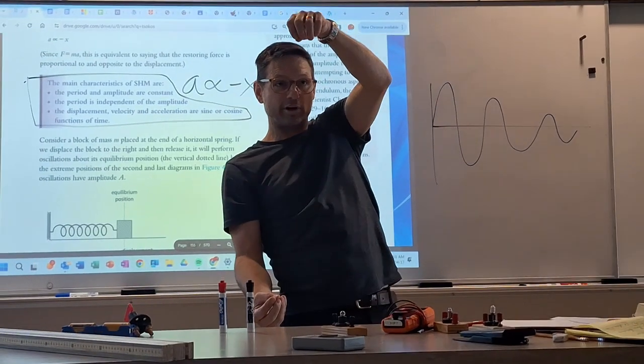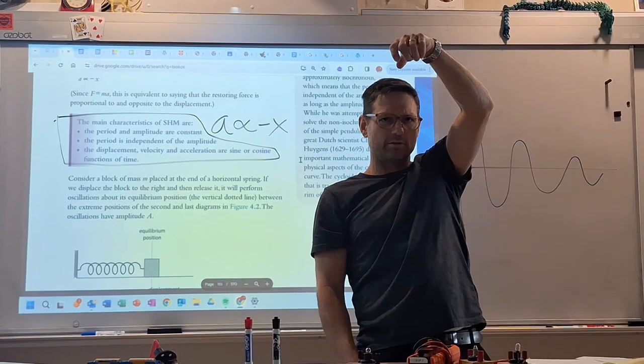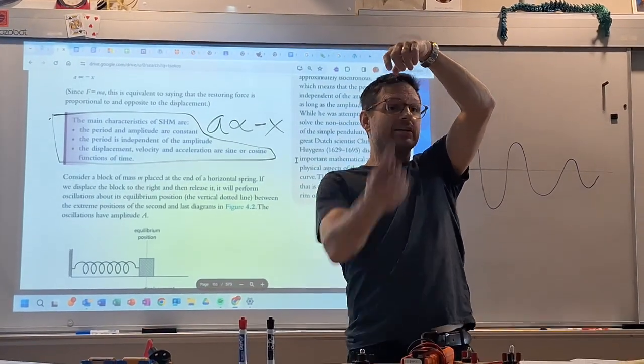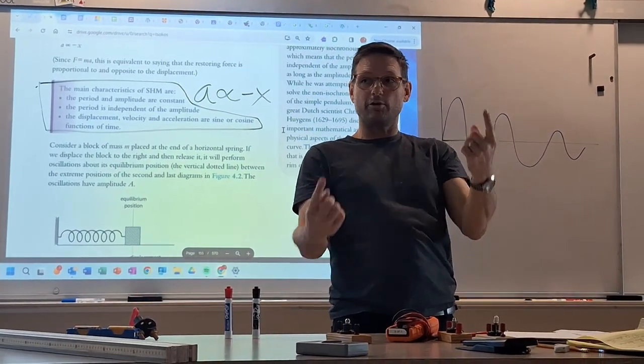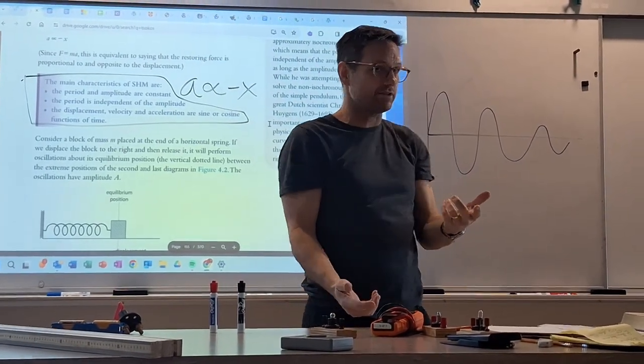The one you pull down more, how can that be? How can the period be the same? You pull this one down more, it has farther to go. The restoring force is harder. Good. It's going to go faster on the way through, right? This one's going to go slower. But the period is the same.